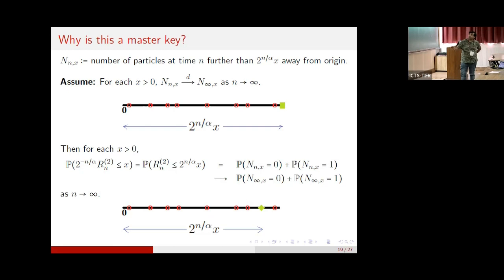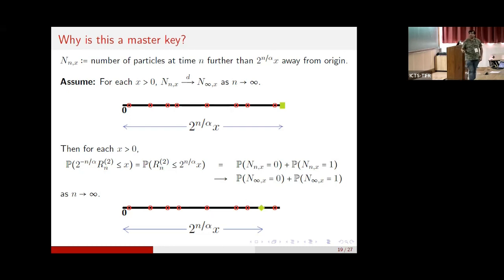Either all the points will be to the left of this point, or exactly one would be to the right, all the others will be to the left. That means that either this nnx should be 0 or nnx should be 1. And then in the limit, this will just give you the same thing with n replaced by infinity. And therefore, once you know the exact distribution, you'll be able to calculate this.